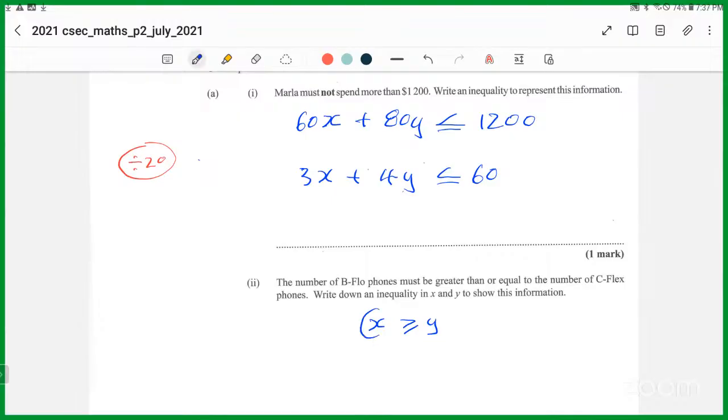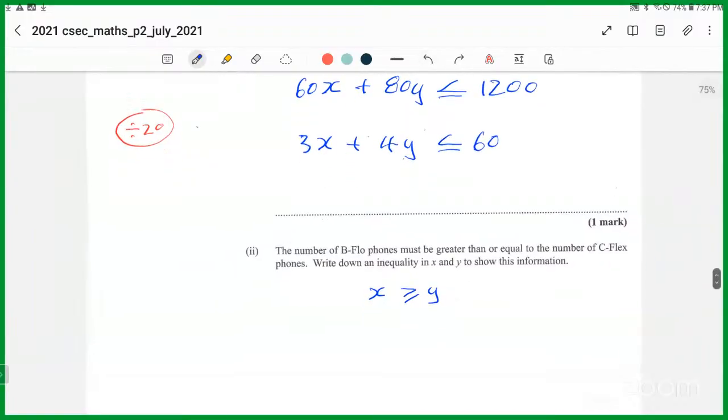The number of B phones must be greater than or equal to the number of C phones. X is the number of B phones, Y is the number of C phones. But what is it with inequalities? You don't like when Y is on the right side. We want the Y to be on the left side, and we want it positive, because less than means below, and greater than means above.